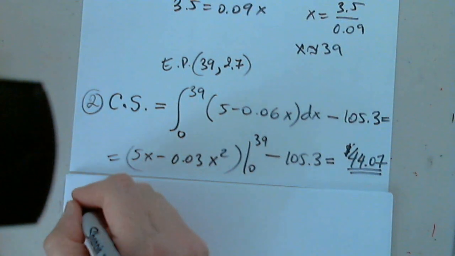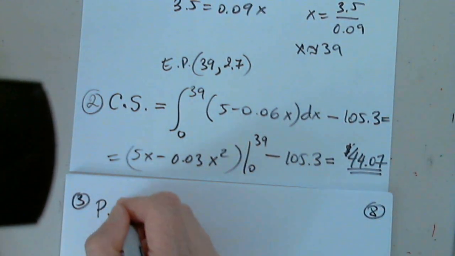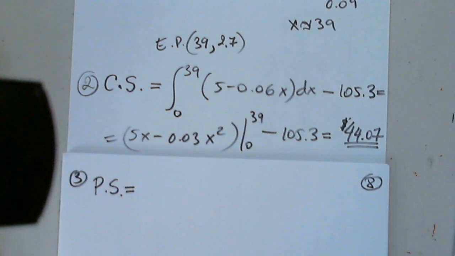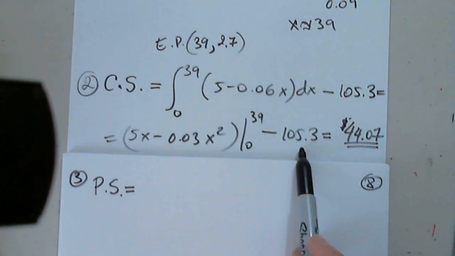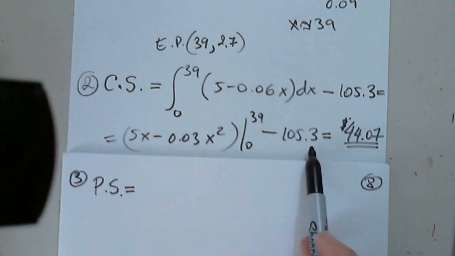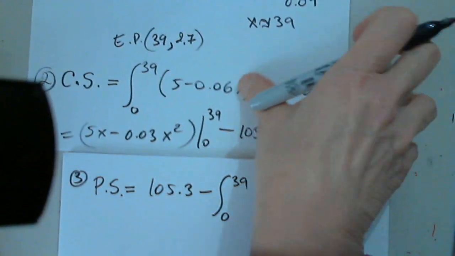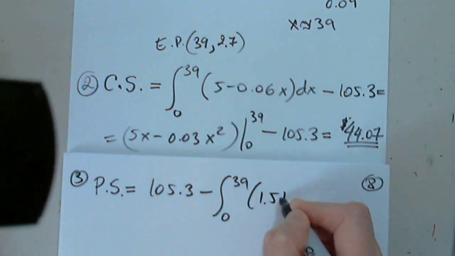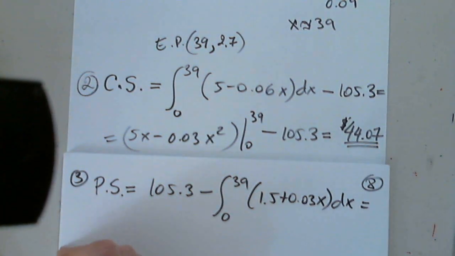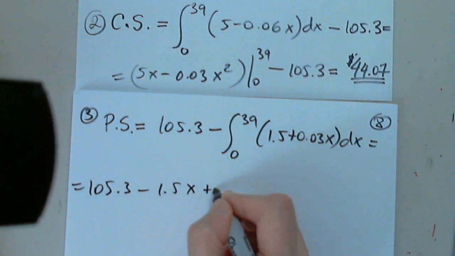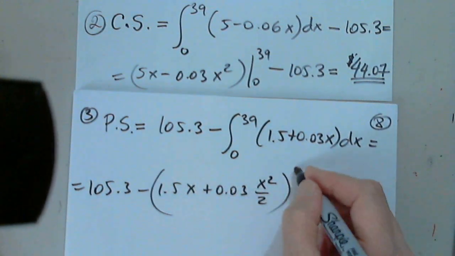Perfect. Now they're asking us in step 3 to find the producer surplus for the equilibrium point. How do I find that? What do I have to write? It's our area minus our integral. Yes, 105.3 minus the integral from 0 to 39, but from the other function now, from the supply function. So 1.5 plus 0.03x dx. Good. So 105.3 minus 1.5x plus 0.03x squared over 2 from 0 to 39.